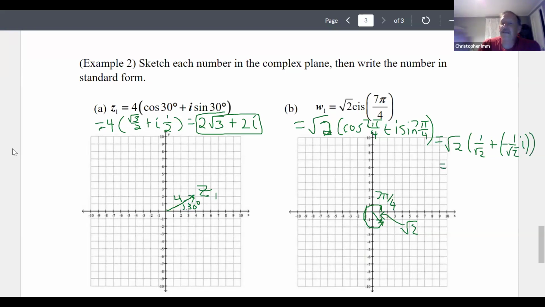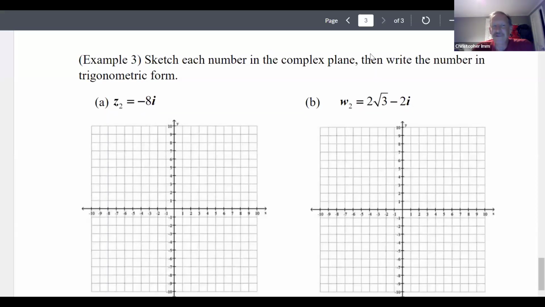So when I multiply the root 2 through, those cancel, and I get 1 minus i for my standard form there. And that looks a lot like where I plotted that point right around here. Looks good. All right.